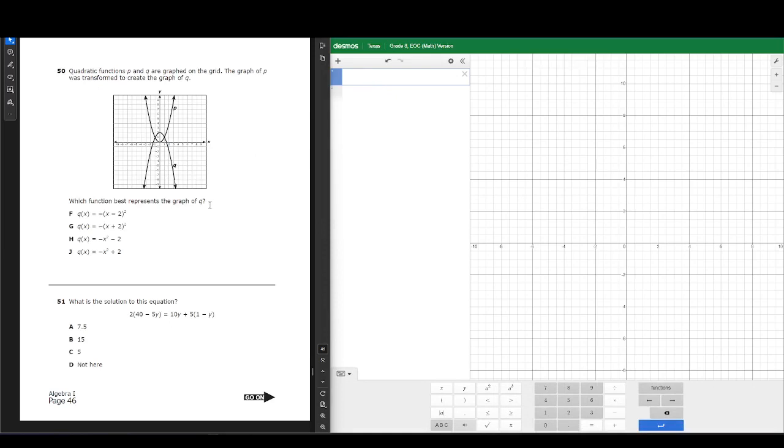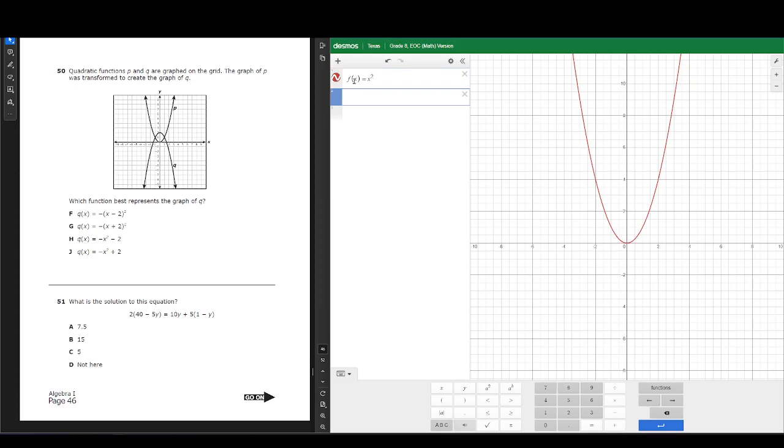Quadratic functions p and q are graphed on the grid. The graph of p was transformed to create q. So p goes up, q goes down. Which best represents the graph of q? So q is flipped upside down, but then if we look at the vertex, it's moved up 2 spaces. So notably, p is the parent function. So I'm going to write f of x equals x squared. And that's the same as the graph of p.